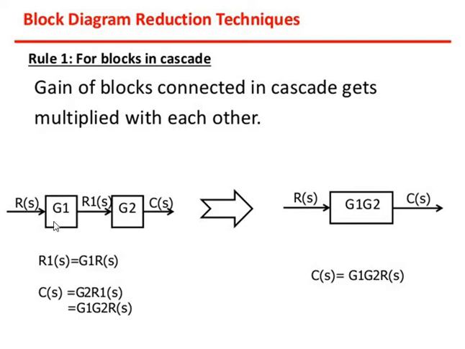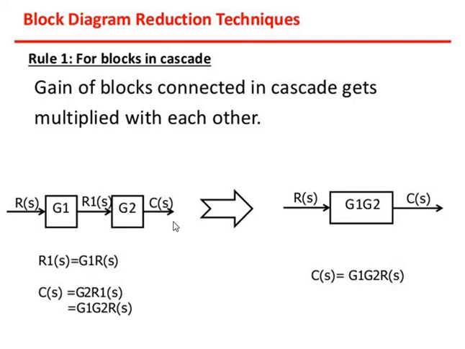So here we consider the example of a cascade connection where blocks G1 and G2 are connected in series. The input is R(s) and the output is C(s). If we solve these two blocks, it becomes G1 into G2, because G1 and G2 are connected in series. So the gain of these two blocks is the multiplication of G1 and G2. So the solution of this diagram is: C(s) equals G1 into G2 into R(s).